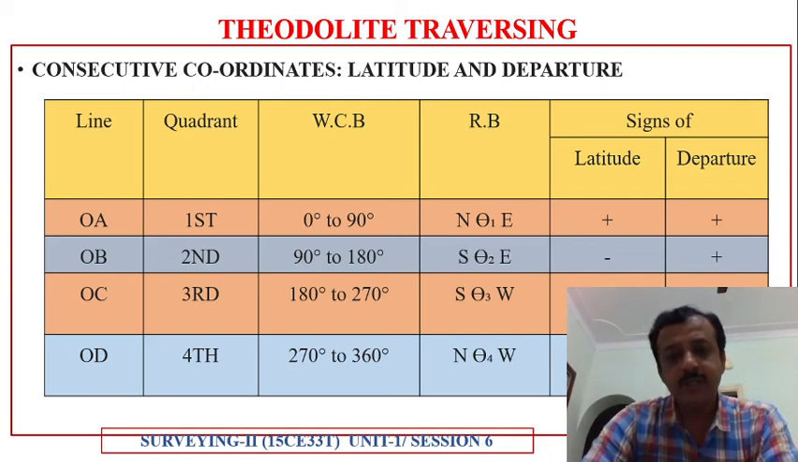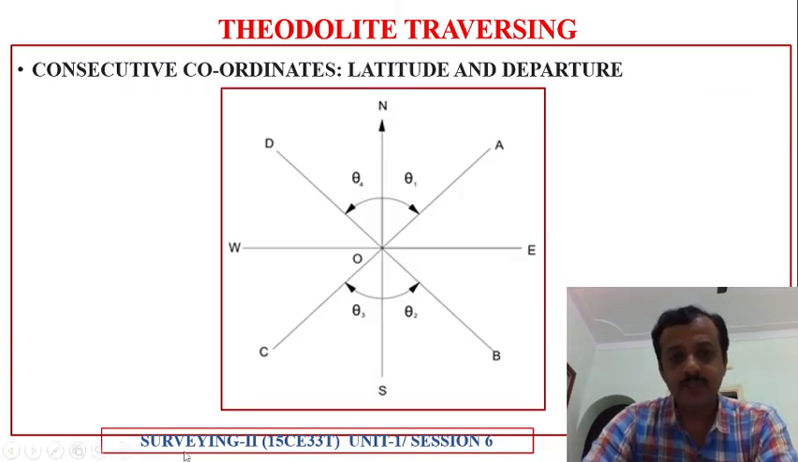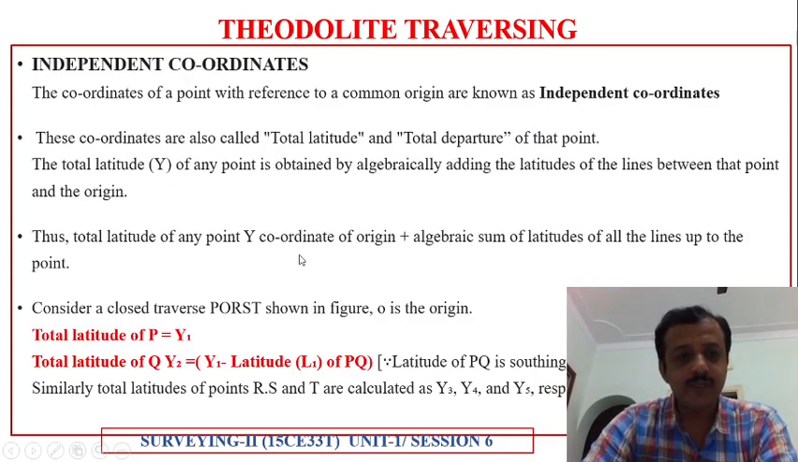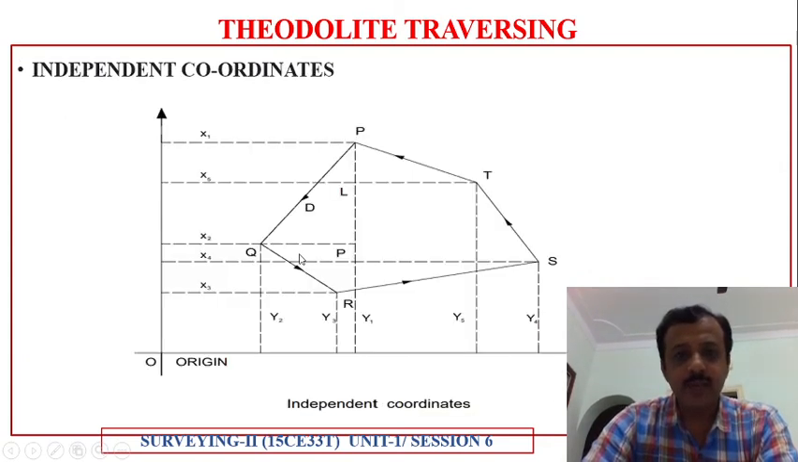Departure is along the x-axis and latitude is along the y-axis. This is what we have to remember: latitude along the north-south direction and departure parallel to the east-west direction. These are the sign conventions you have to follow while calculating latitude and departure. You can see here the first, second, third and fourth quadrants: north theta 1 towards east, south theta 2 towards east, south theta 3 towards west, and north theta 4 towards west. This is how we calculate the latitude and departure.